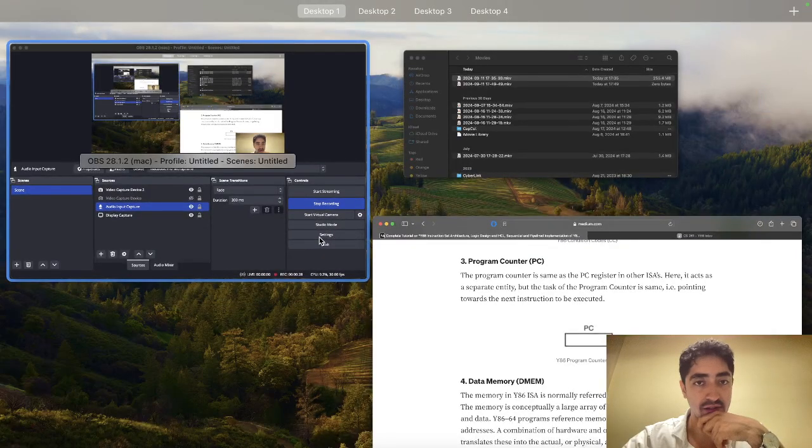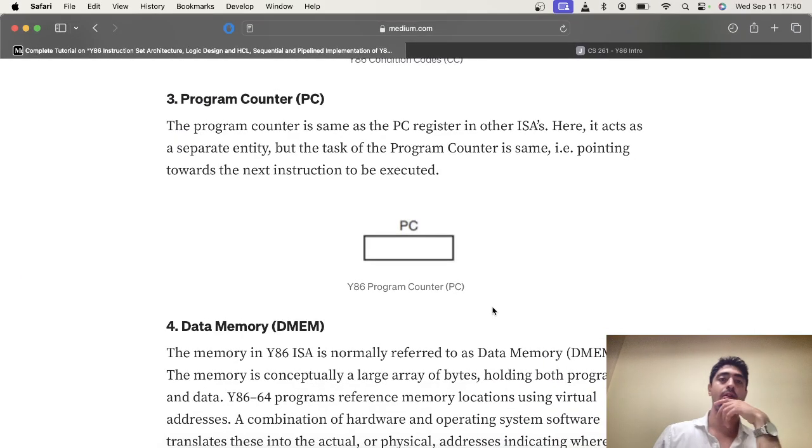All right, so we're at program counter. I'll just double check this one. Yeah, program counter is the same as the PC register in other instruction set architectures. Here it acts as a separate entity, but the task of the program counter is the same, pointing towards the next instruction to be executed.